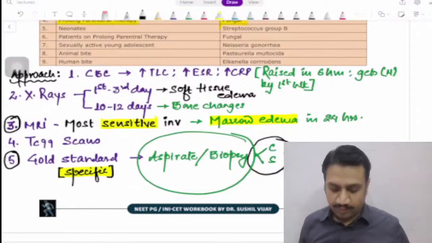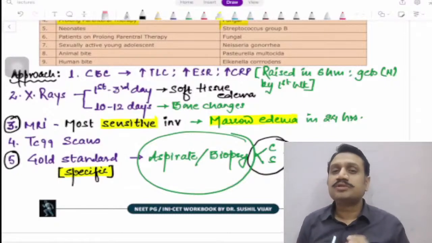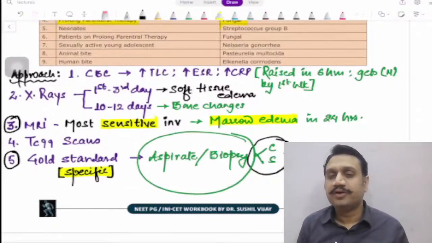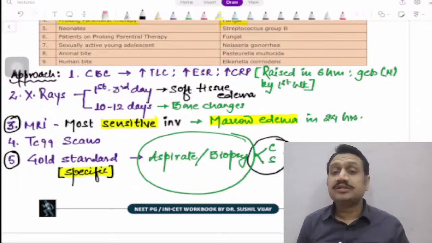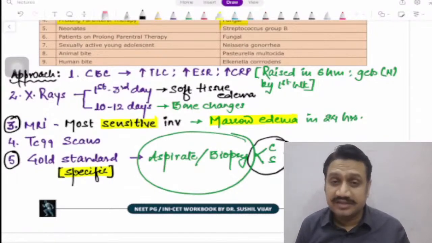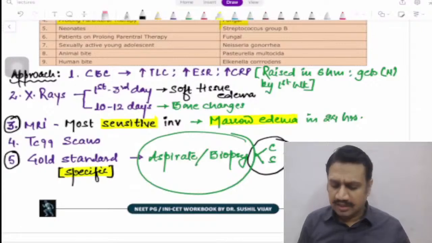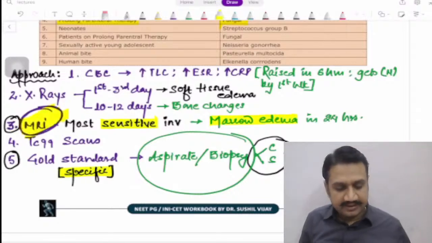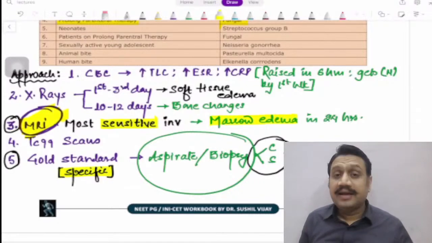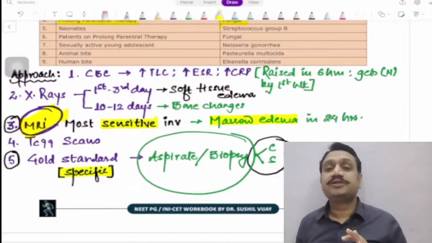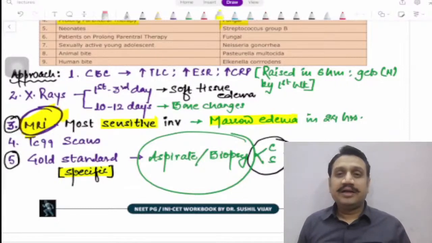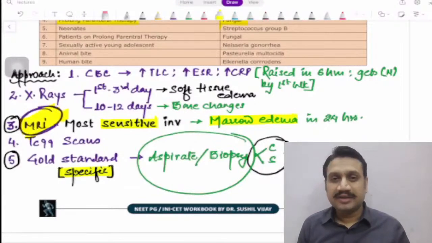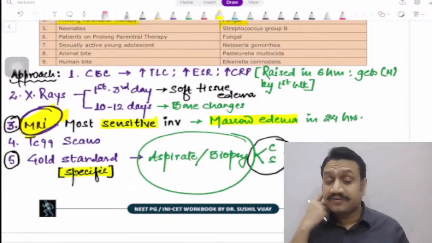Number one, which is the most sensitive investigation when you're talking about infections? Most sensitive always and always is MRI. Please remember this. MRI is most sensitive because it shows marrow edema, and it can show marrow edema in the first 24 hours only, right? So MRI stays the most sensitive investigation.